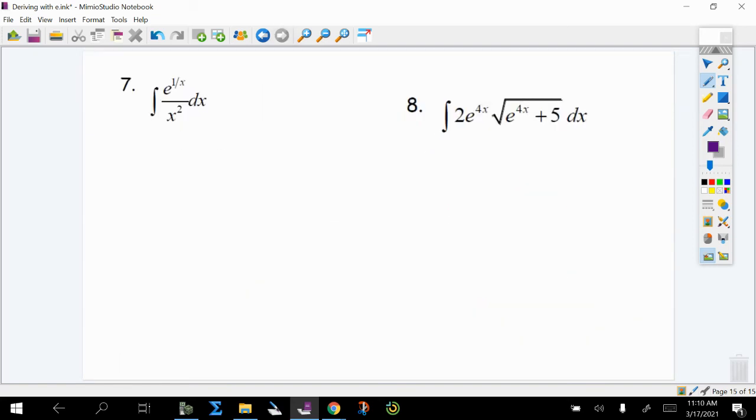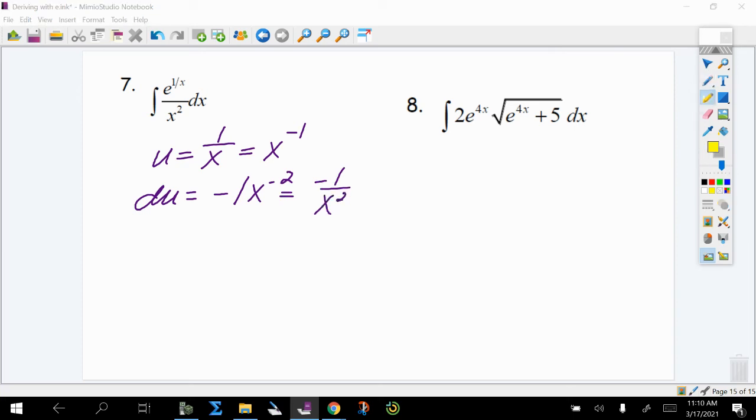Two more. So number 7 is also a basic e to the u. Your u is just your exponent. Now you are going to want to think of that exponent as x to the negative 1. The derivative of that is power out front, power 1 less, so you end up getting negative 1 over x squared, which is almost what you have. Here's your x squared piece in the bottom, which is what you want.